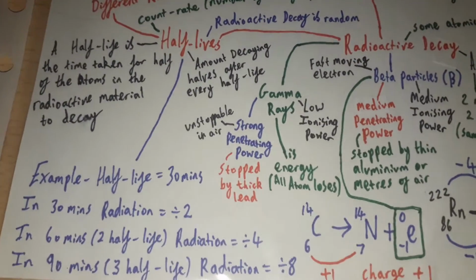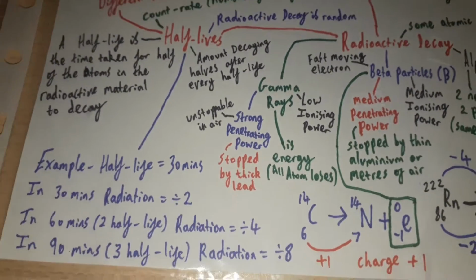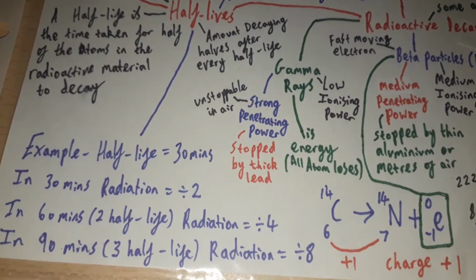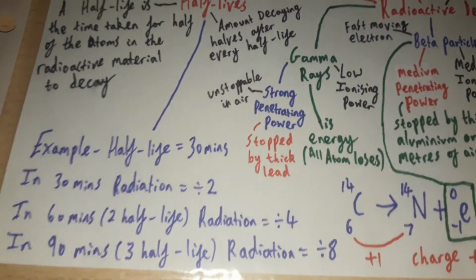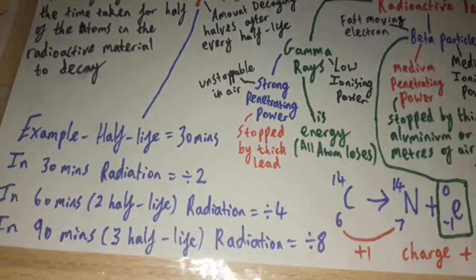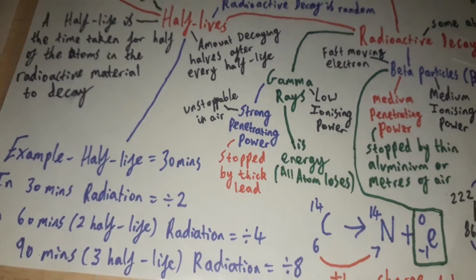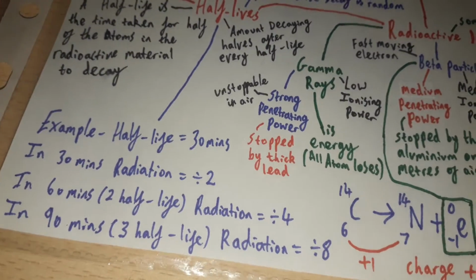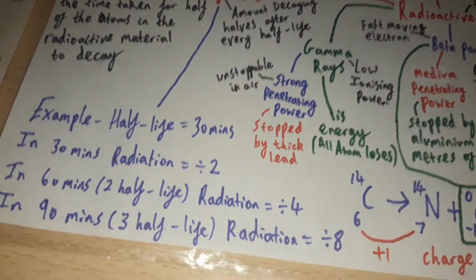So in this example, a half-life equals 30 minutes. If the half-life is 30 minutes, in 30 minutes the radiation would be the original radiation divided by 2. And in 60 minutes, after the second half-life, the radiation would be the original divided by 4. And in 90 minutes, after 3 half-lives, the radiation would be the original radiation divided by 8. So we can see it divides by 2 every time, and this would keep incrementing, meaning that the 4th half-life would be a radiation of the original divided by 16, and it would just keep going in the same process.